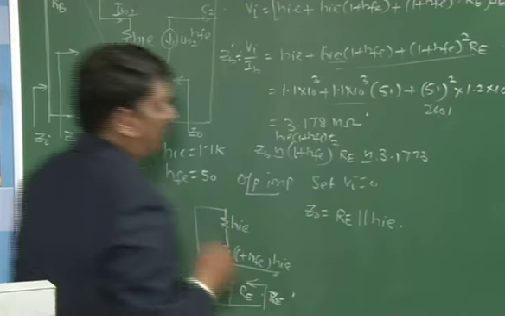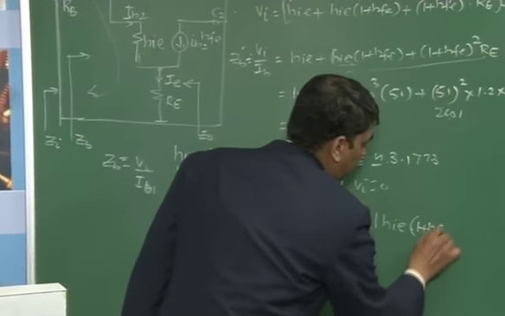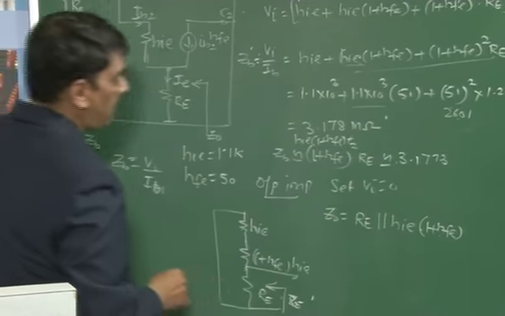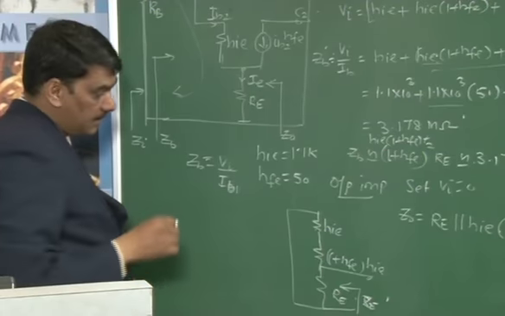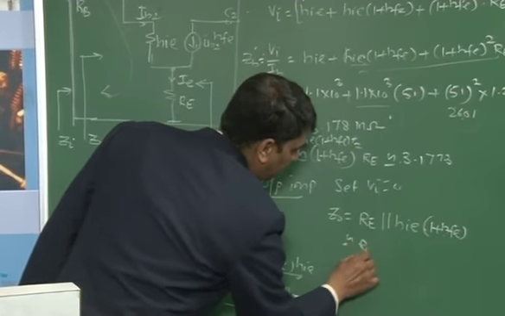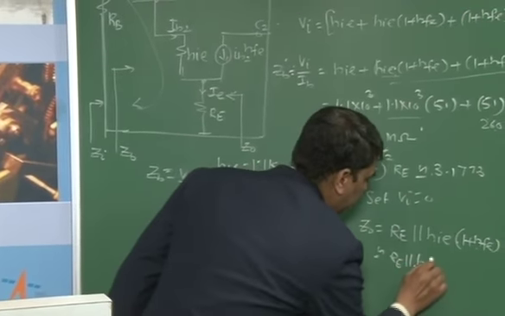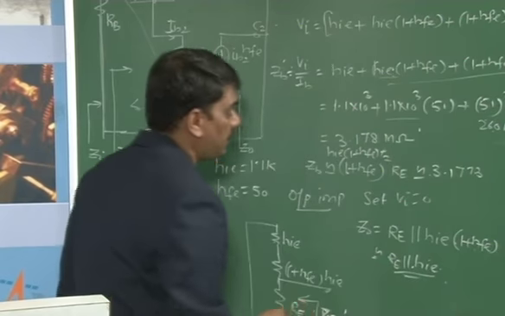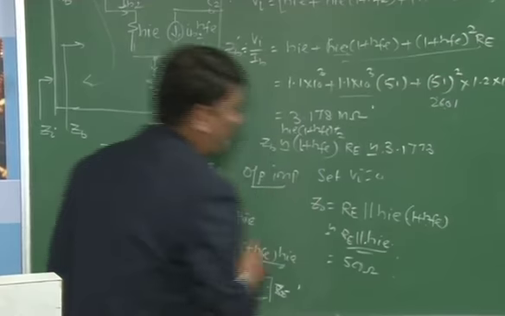HIE into 1 plus HFE. If you substitute this value, the output impedance Z0 is approximately equal to RE in parallel with HIE. This value is less, around 500 ohms.